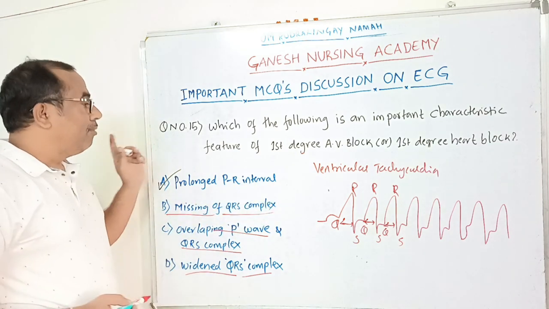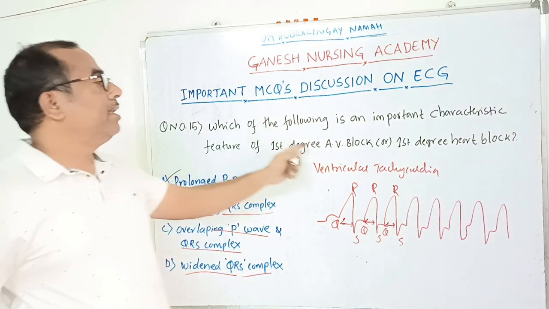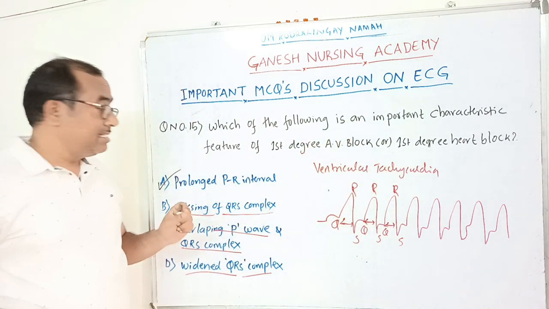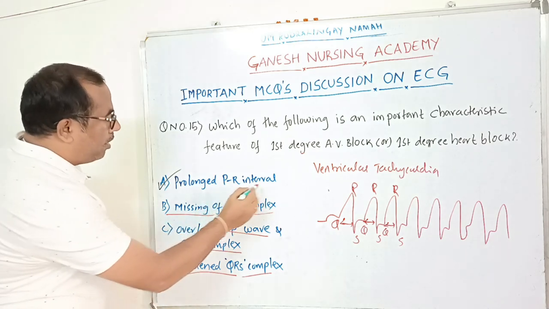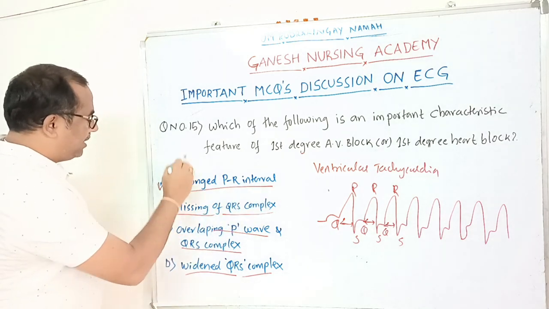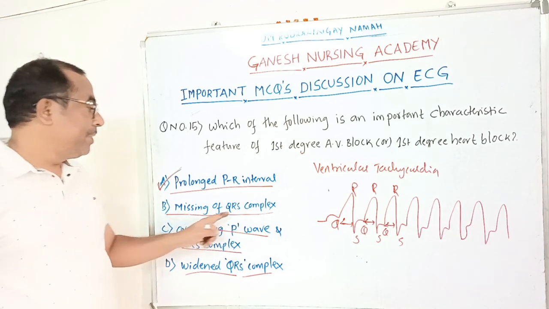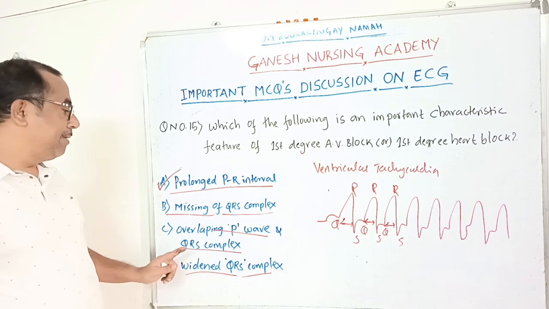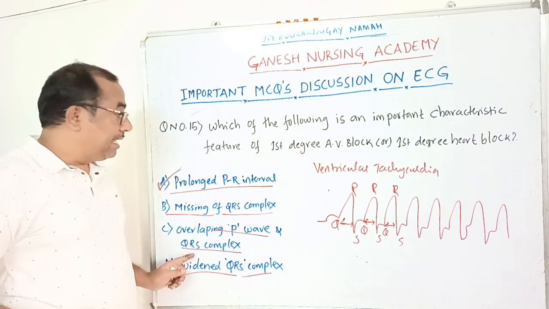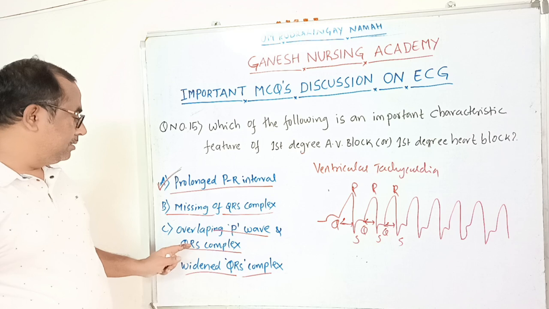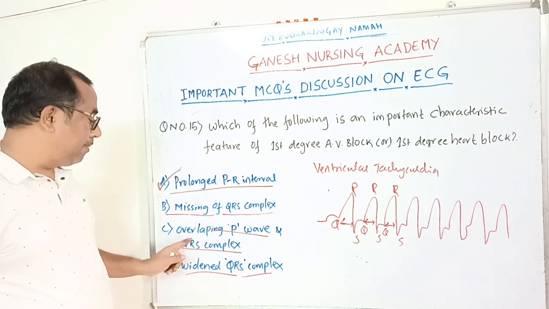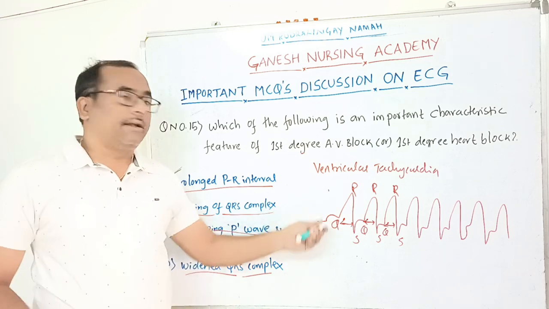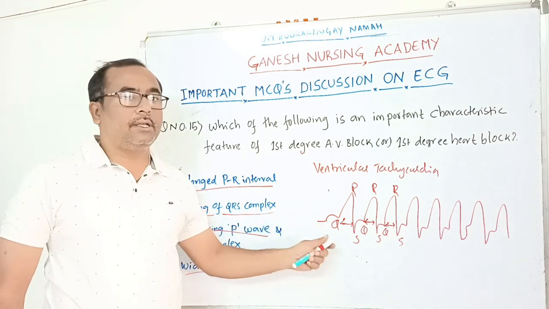So what is the question here? Question number 15. Which of the following is an important characteristic feature of a first degree AV block? The important characteristic feature of first degree AV block is a prolonged PR interval. So prolonged PR interval is the right answer. Mobitz-type dropped QRS complex is a characteristic feature of second degree AV block. Overlapping of P wave and QRS complex is an important characteristic feature of third degree AV block or complete heart block. And widened QRS complex is an important feature of ventricular tachycardia. I hope you understood this concept.